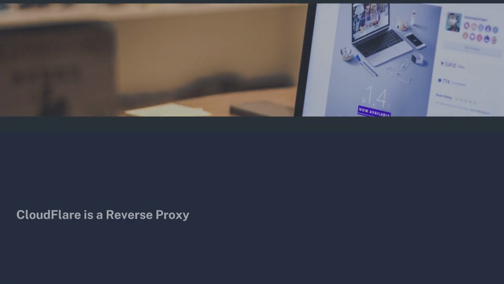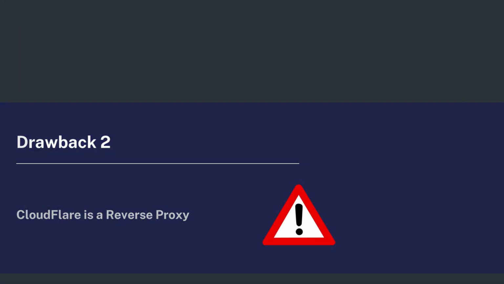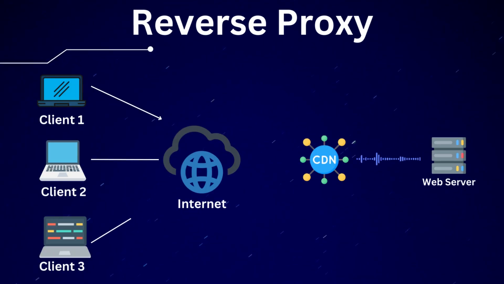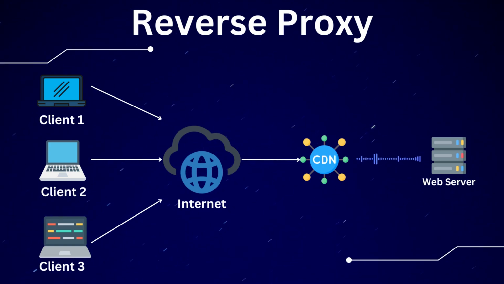Now, the second drawback is Cloudflare is a reverse proxy, which means that it sits in front of your web server and intercepts all the requests. In such a setup, when clients send requests to the origin server of the website, those requests are intercepted by the reverse proxy server. The reverse proxy will then send requests to and receive responses from the origin server and send this response to the user. So no client ever communicates directly with the origin server.